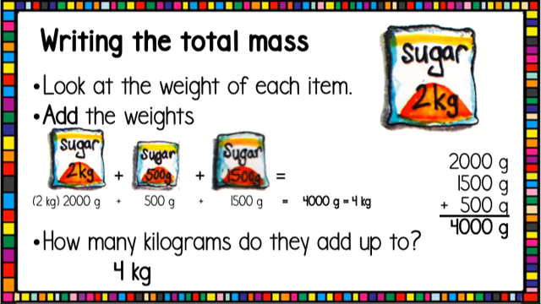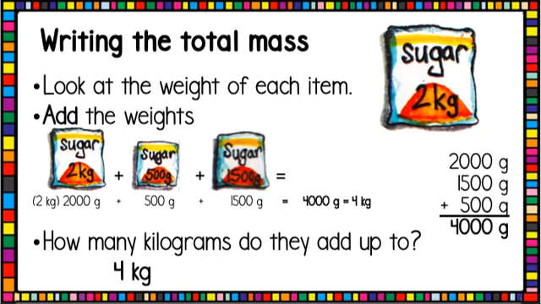Writing the total mass. Look at the weight of each item. Then we're going to add their weights. The first bag of sugar weighs 2 kilograms. In total, it weighs 2000 grams. A smaller bag of sugar weighs 500 grams. Then a medium-sized bag of sugar weighs 1500 grams. Now let's do the addition.